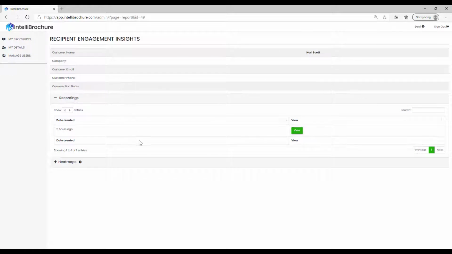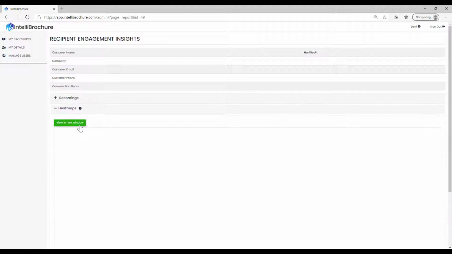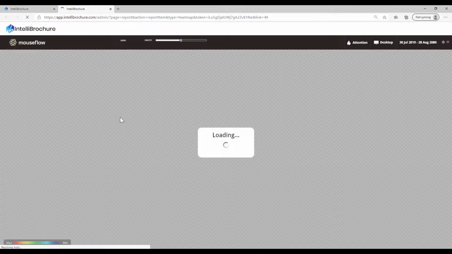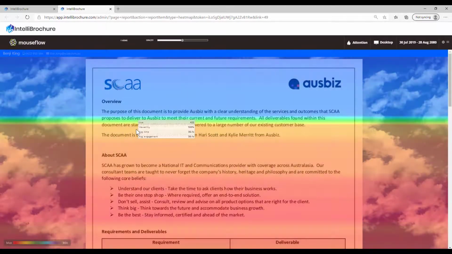So we can see this has been here for 5 hours. What I'll do first is show you the heat map. So we'll open it in a new window so it's a bit bigger. This is actually a real live proposal that's in play, and they actually have signed off on.